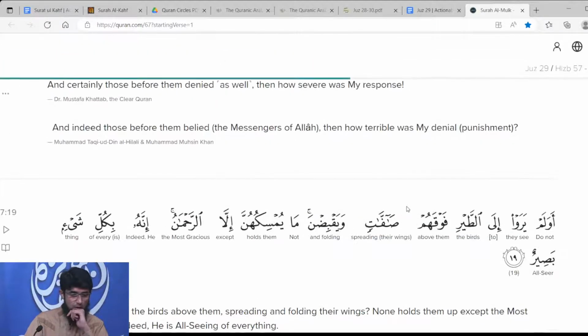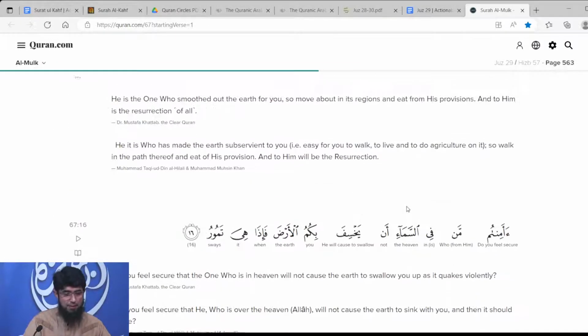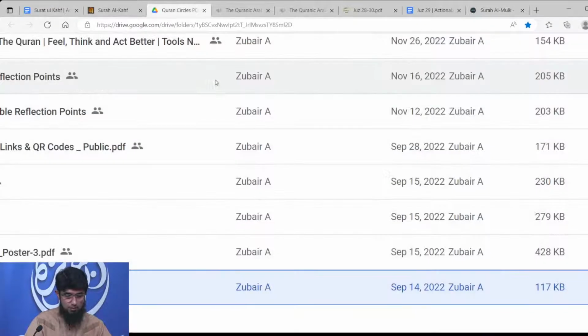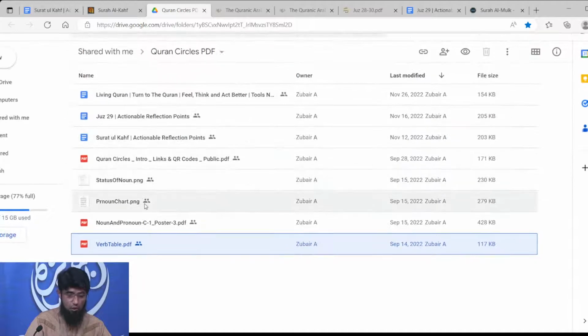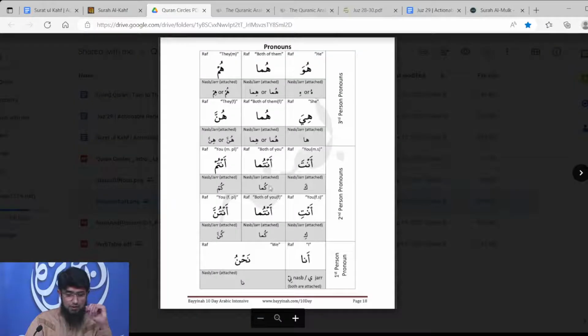Okay, we'll do the verse number 13 onwards. I'm going to show you something else in grammar today. So we looked at the pronoun chart before. Any questions about the pronoun chart? Hopefully, as you practice, I know when I was practicing before with the brothers, we were seeing some of that. So this is the pronoun chart that we have looked at before.